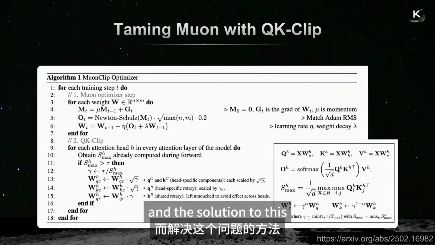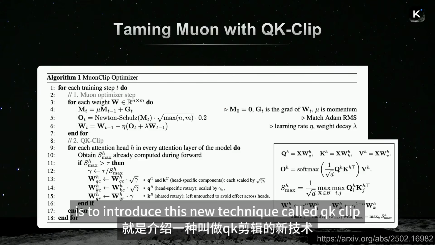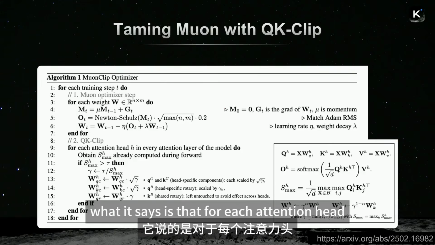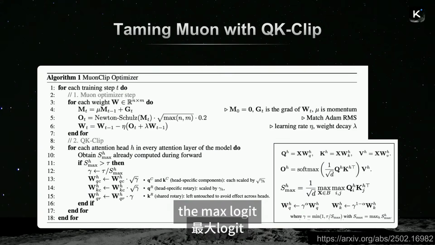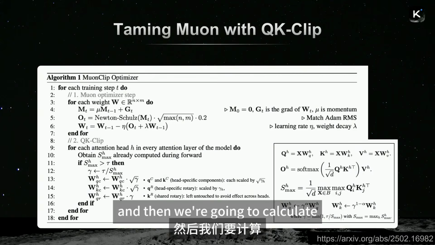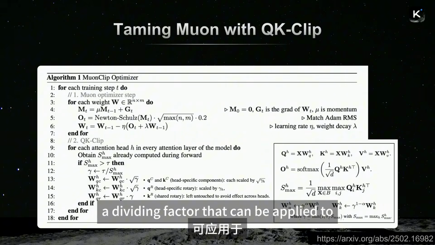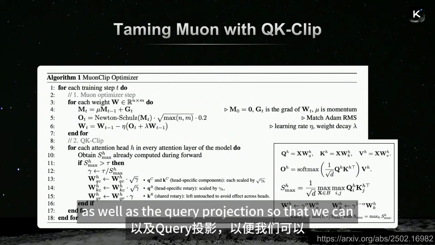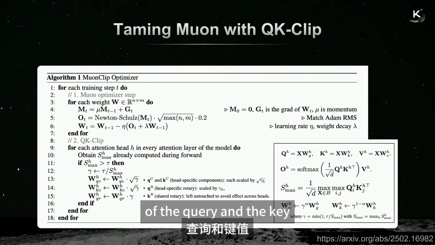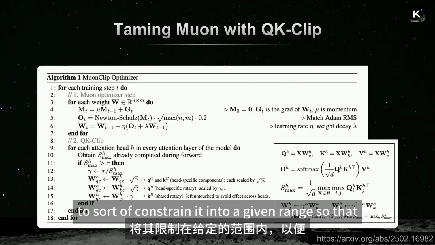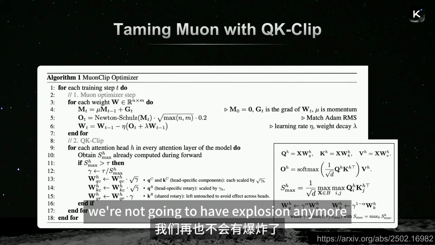The solution to this is a new technique called QK-Clip. Basically, for each attention head in this entire neural network, in the forward pass we compute the max logit, and then we calculate a dividing factor that can be applied to each key projection as well as the query projection, so that we clip the maximum value of the query and the key to constrain it into a given range, so that we're not going to have explosion anymore.